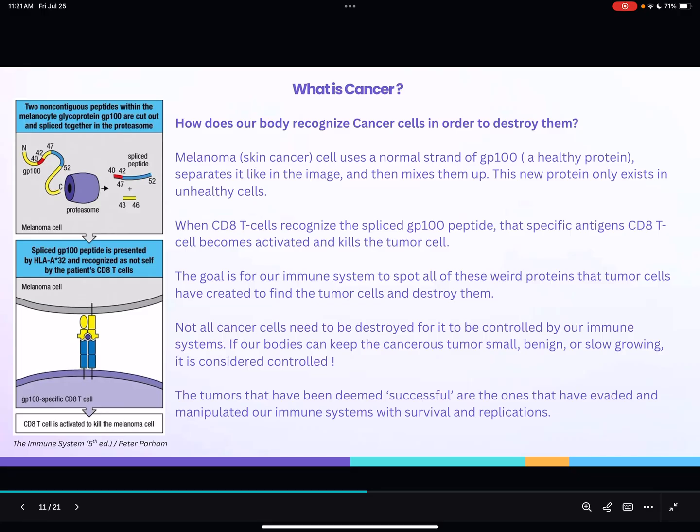So not all cancer cells do need to be destroyed for it to be controlled by our immune system. I did a typo here, but basically, if our bodies can keep the tumor small, benign, or slow growing, it's considered controlled, not cancerous. I did not mean to put that word there. But the tumors that have been deemed successful are the ones that are cancerous, have evaded or manipulated our immune systems for survival and replication.